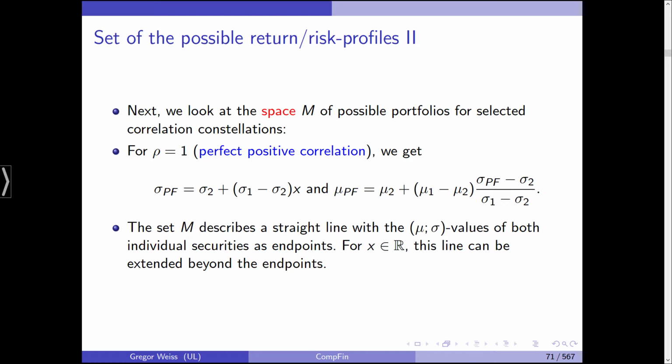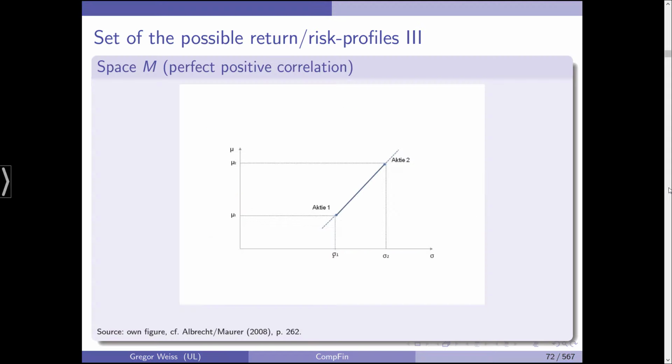If we now put it in a plot, we can actually see that on the next slide, the set of all these possible portfolios that we can achieve, given that the correlation is 1, is actually a straight line. We will see these types of plots on and on again throughout the next videos.